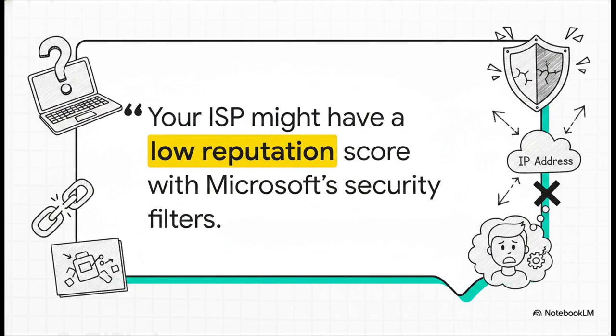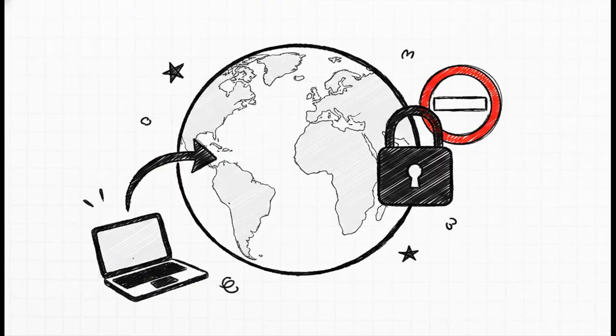If the IP address you were handed today was used by some random person yesterday for spamming, running bots, or hacking, that IP carries baggage. It has a low reputation score with Microsoft's filters. You are literally getting blamed for the bad behavior of the person who had your digital address before you. Crazy, right? Our final trigger is regional compliance.